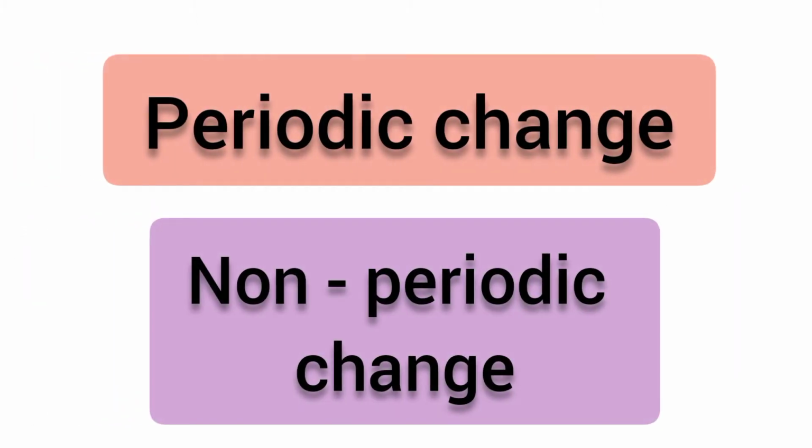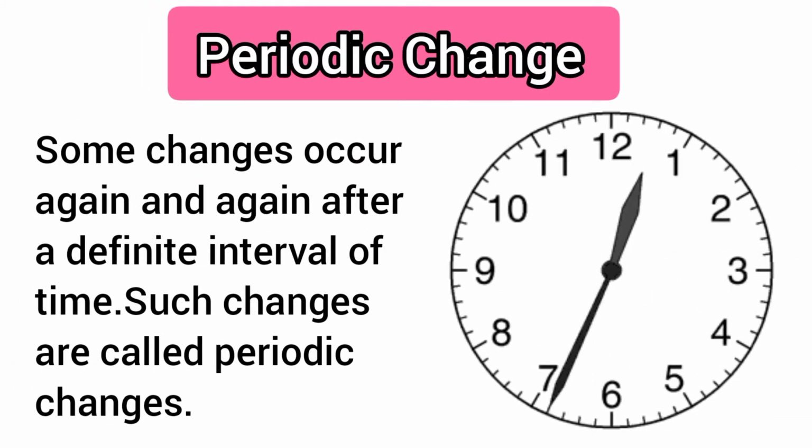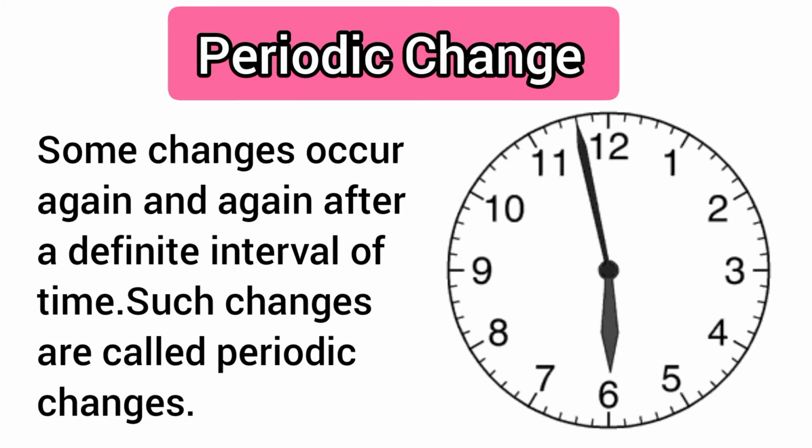Students, do you know there are two more types of changes? One is periodic change and another one is non-periodic change. So let us see the definition of periodic change. Some changes occur again and again after a definite interval of time. Such changes are called as periodic change. For example, see the hands of a clock. Children, minute hand comes back to its original place after a fixed interval of time. So this is the best example of periodic change.